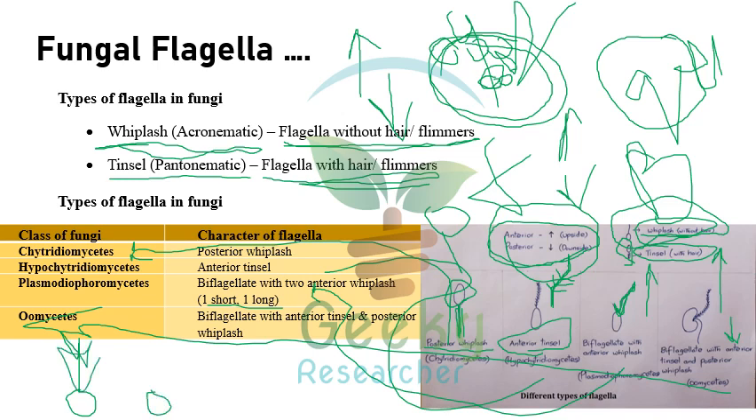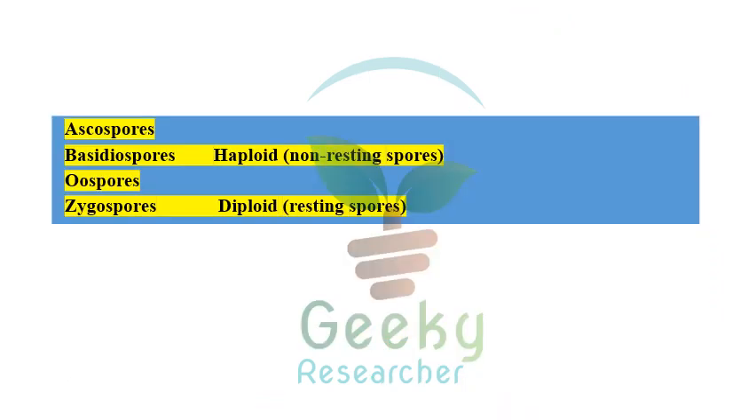Plasmodiophoramycota produce biflagellate zoospores. One is short and one is long, the two anterior whiplash type. Whiplash means no hair. And the oomycetes' special character is that they produce anterior tinsel and posterior whiplash type. So these are all the special characters, all the special information related to fungal flagella.